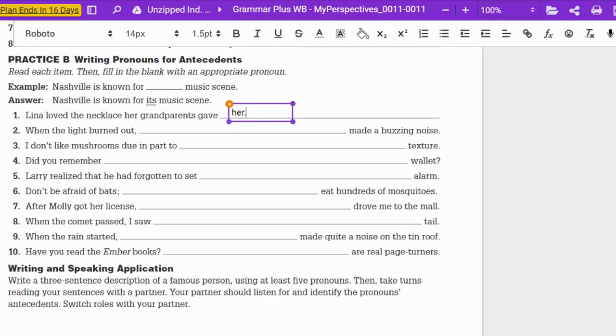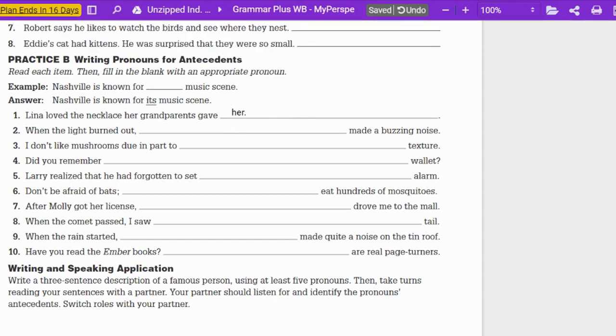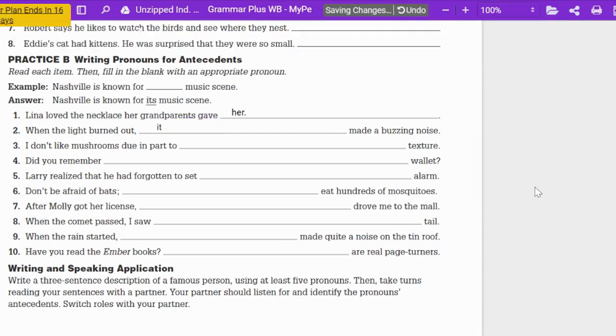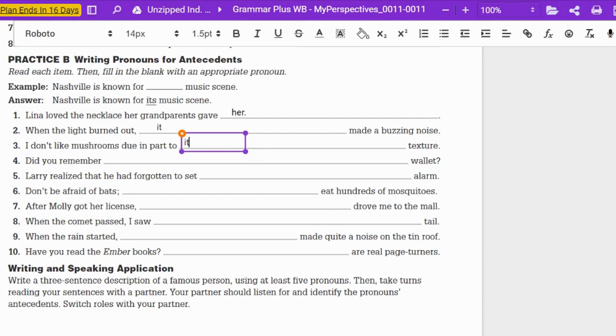When the light burned out, blank made a buzzing noise. The light is not a person, so it's not a he, she, or them. So we're going to say it burned out. And finally, I'll do one more with you, then I'll explain the exit ticket. I don't like mushrooms, due in part to blank texture. Mushroom's not a person, so it's texture.